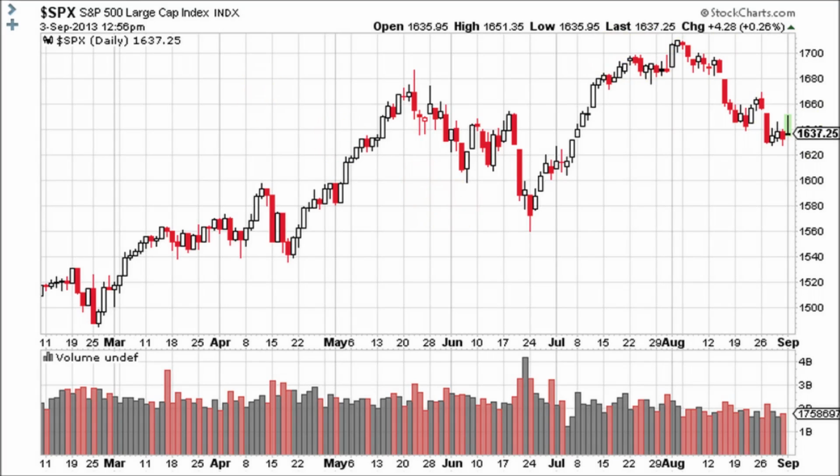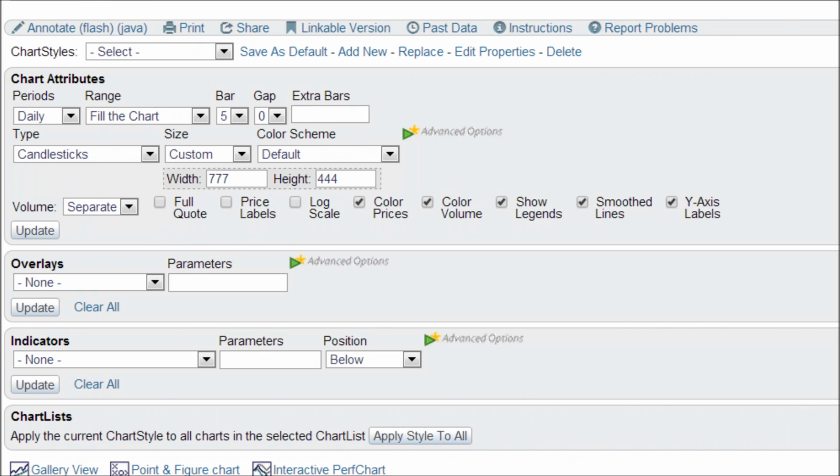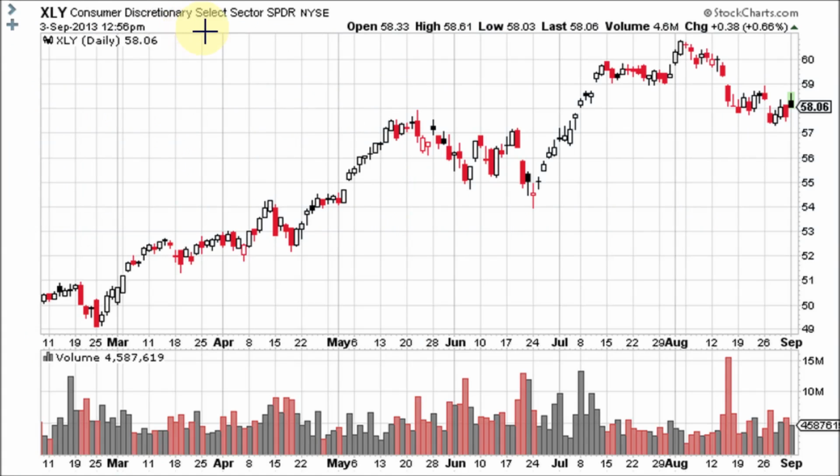Now the first thing you will do is bring up whatever stock or sector or ETF you're interested in comparing the S&P 500 to. So let's start with the first sector, which is XLY. That is the consumer discretionary ETF or SPDR.